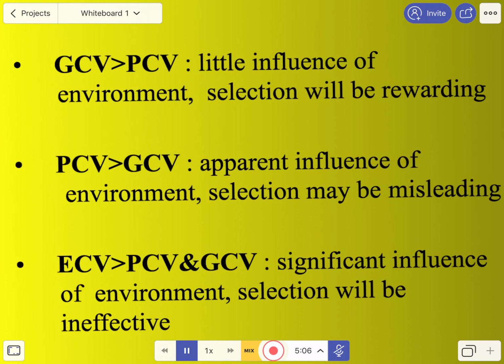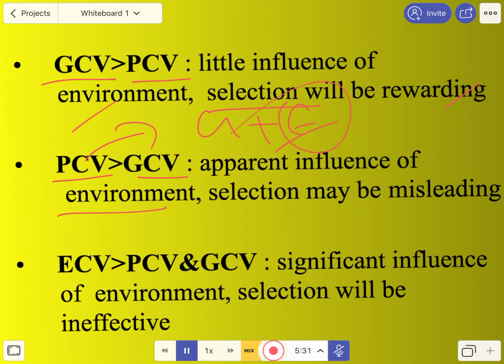Now let's talk about the results or interpretation of the PCV, GCV and environmental coefficient of variation. If the value of GCV is close to the PCV, then it means that there is little influence of environment, and the selection in such condition would be rewarding. If PCV is greater than the GCV, then there is apparent influence of environment, because PCV includes the genotypic and environmental factor. So selection may be misleading because environmental factor is included.